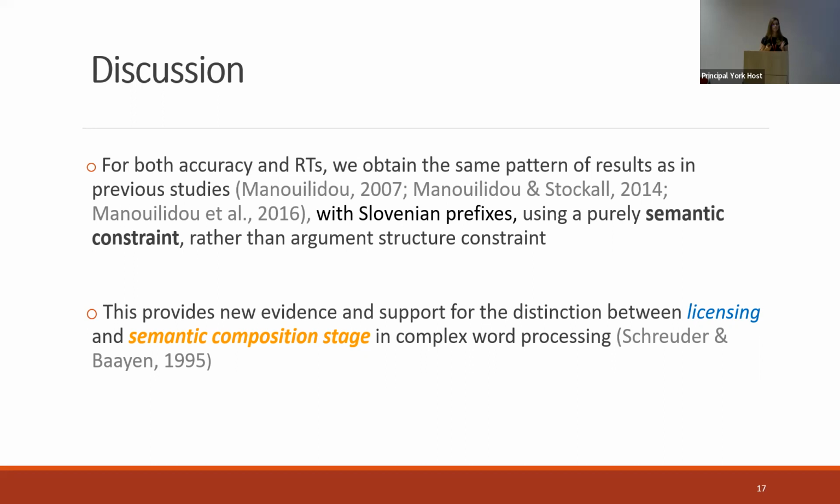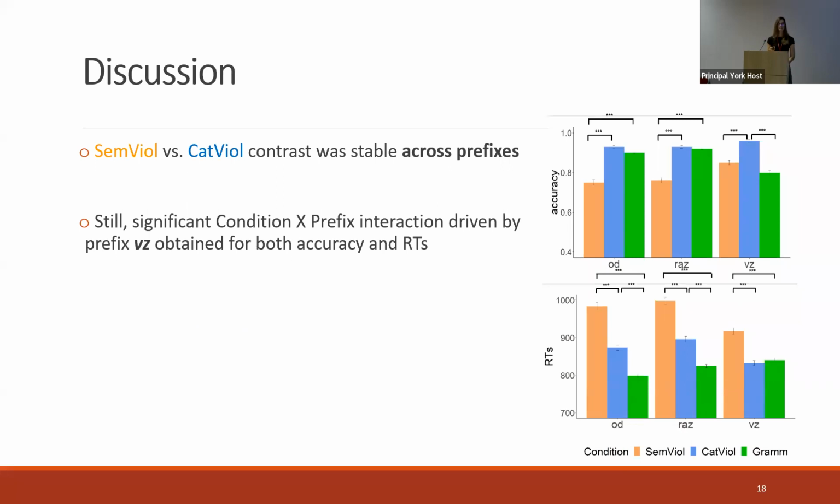Now, there's another thing that is not central to our research question, but I thought might be interesting to discuss. As I said, the contrast between semantic violation and category violations was stable across prefixes. However, we did have the third condition, the grammatical items, which are the green bars here. And we did get a significant condition by prefix interaction, which was triggered by this prefix uz. If you look at the green bar in the last bar cluster, you can see that the existing words with uz got lower accuracy and took longer than for the other prefixes. And we think this might be because the whole word frequency of these existing words with uz is lower than for other prefixes.